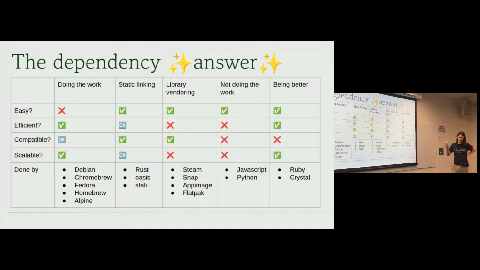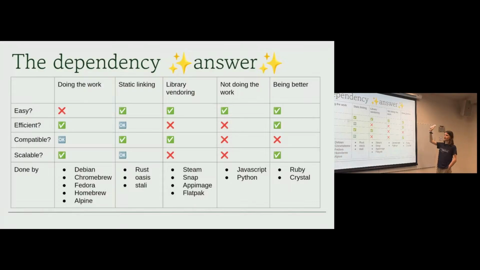Who does this? Rust does this. Go Rust. What distributions do this? None. Oasis, Stal/li, they're really small. Basically, no one does static linking on a large scale.